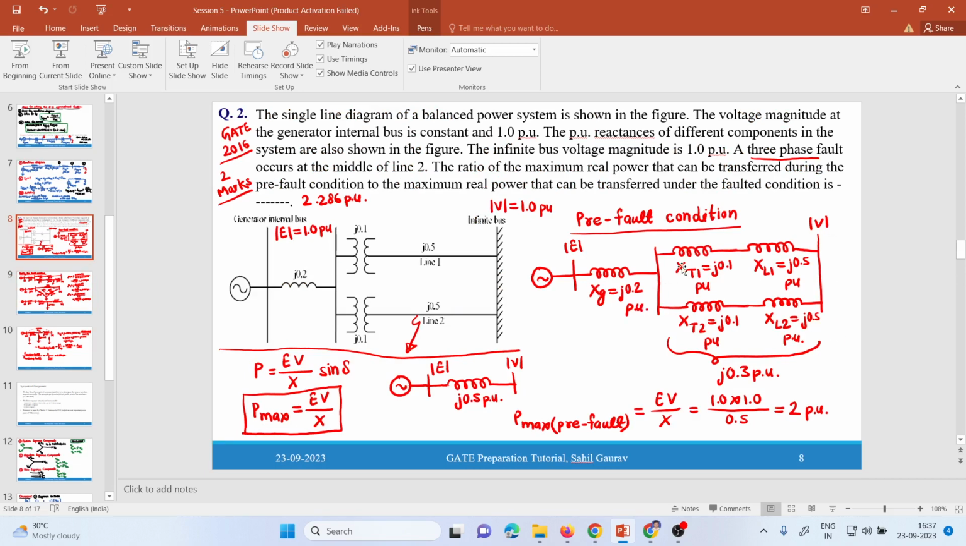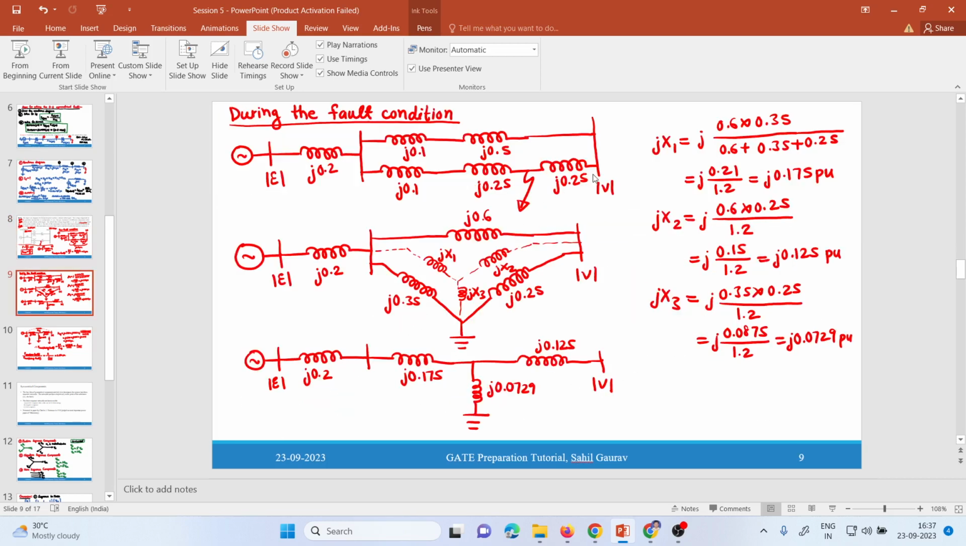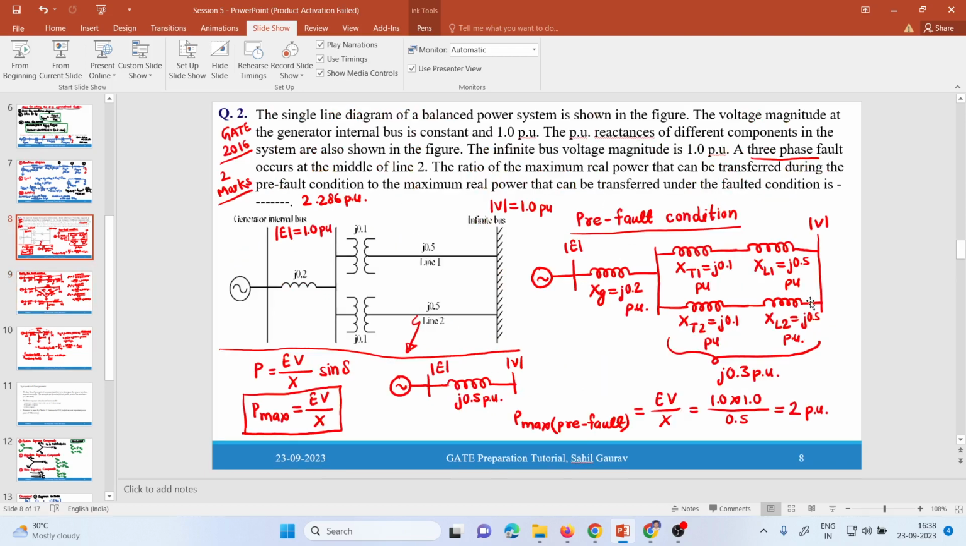So the power flowing between E and V, you need to analyze that. You are telling that this is occurring at the bus, right? At the end of the line means it is occurring at the bus. If it is occurring at the bus, this is grounded, so V magnitude will be 0.